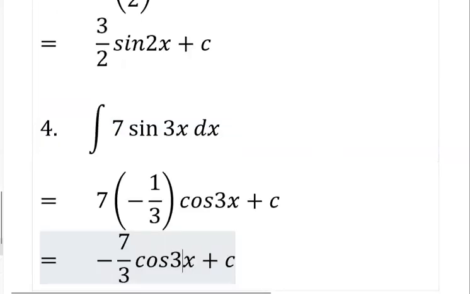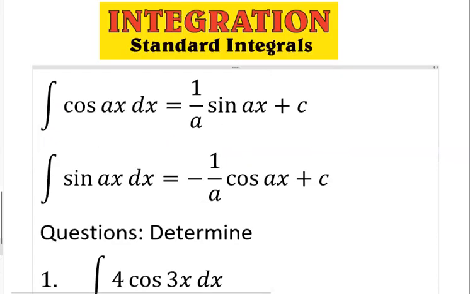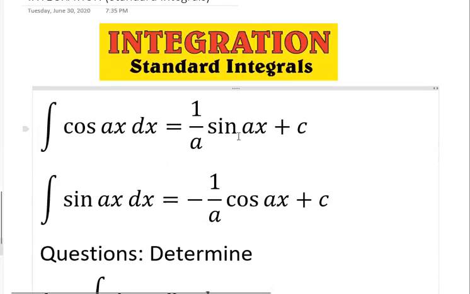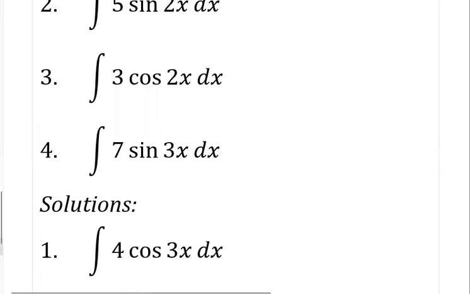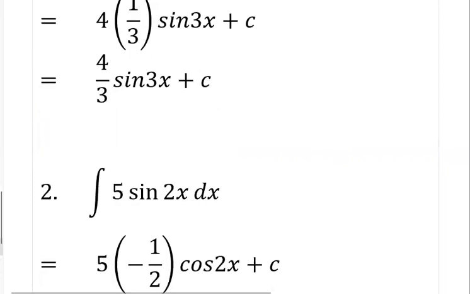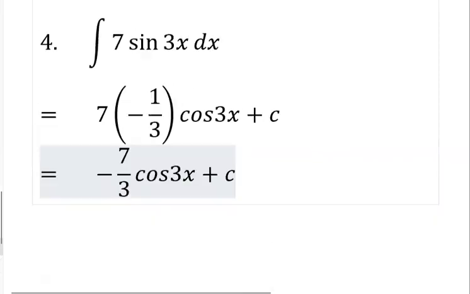You can always, like I said earlier on, we have more standard integrals, but for the sake of this class, we'll be able to bring out this. So you can always pause and rewind this video for better understanding and clarification. It is very easy and straightforward.